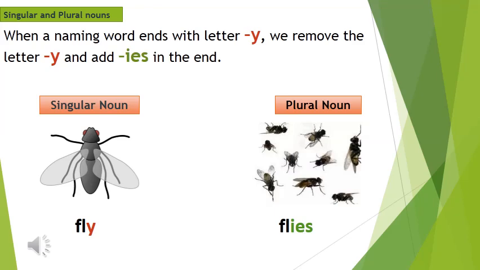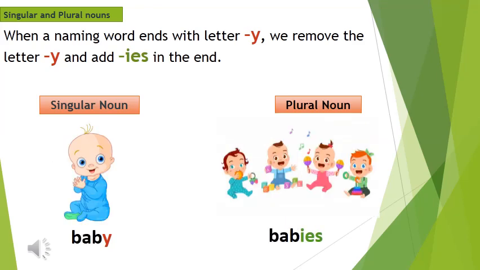Fly. Flies. Baby. Babies. Students, did you notice something? In strawberry, fly, and baby, the letter before Y is consonant. So if the letter before Y is consonant, we always drop the Y and add IES.